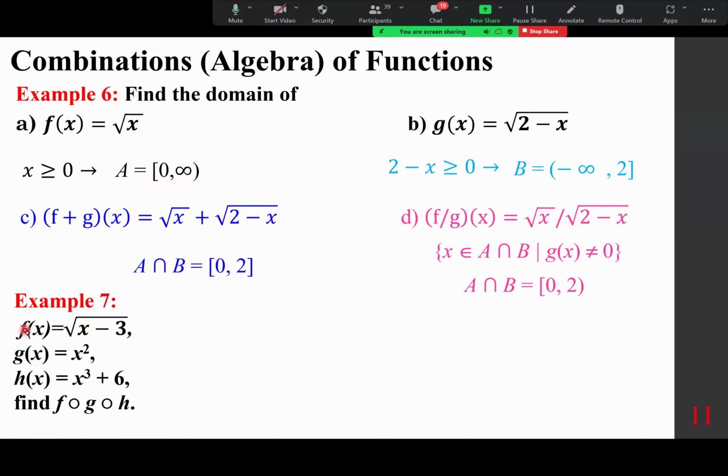So we look at f o g, which means f of g of x. So replace this x with x squared. That's f o g. Now we want to go with f o g o h, which is f o g of h, if you will. So into this, if you replace the x with h, into this goes x cubed plus 6. You're done. This is one way to do that.